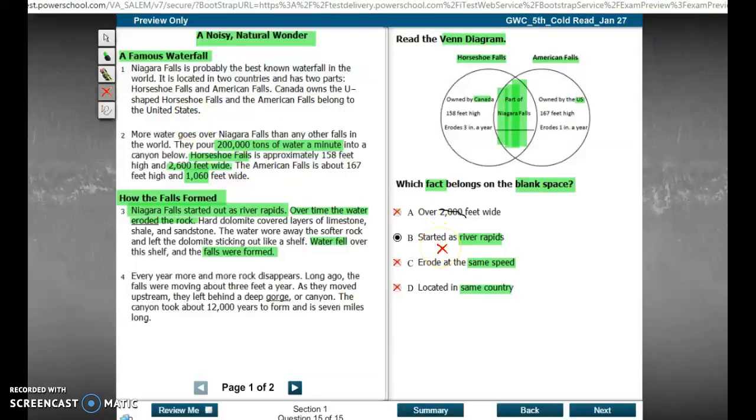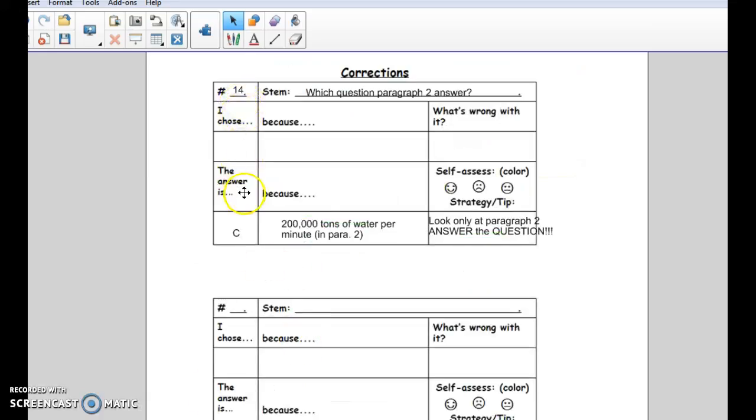The one thing that is true for both of them is that they both started out as river rapids because they are both part of the Niagara Falls. So the correct answer is B. You need to go into your corrections page. That was number 15.